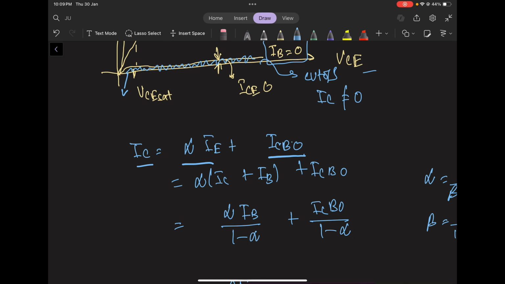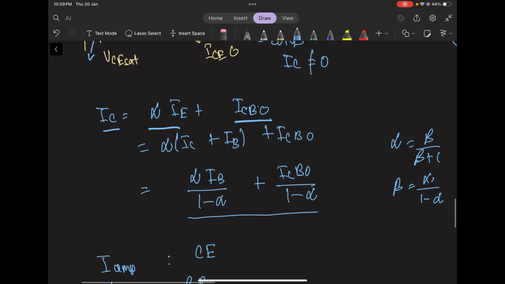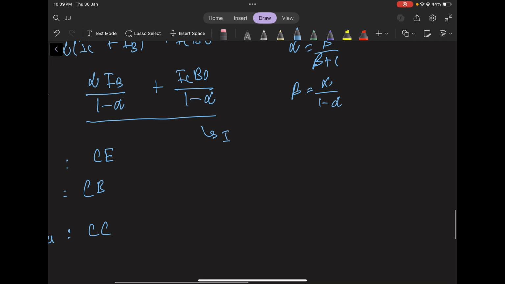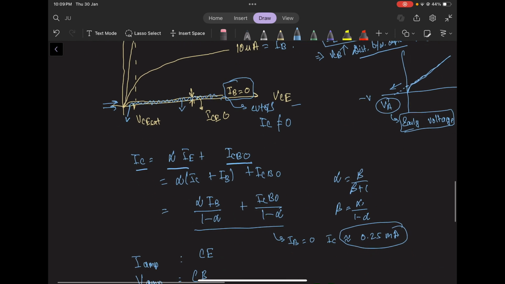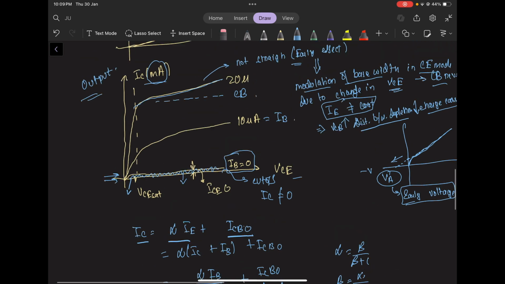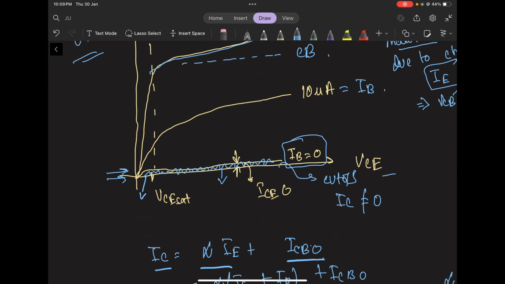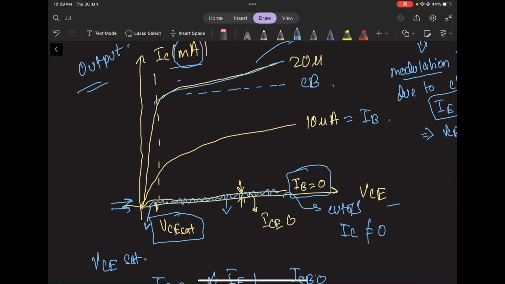So basically the collector base minority current. And we get this sort of expression, which results in IC being approximately 0.25 milliamperes even when IB is equal to 0. And this results in this curve, due to which we get a very distorted cutoff region. Another thing to keep in mind in this curve is the VCE SAT, or the collector emitter saturation voltage, beyond which the curve is a straight line slanted upwards, and before which the curve is exponential.